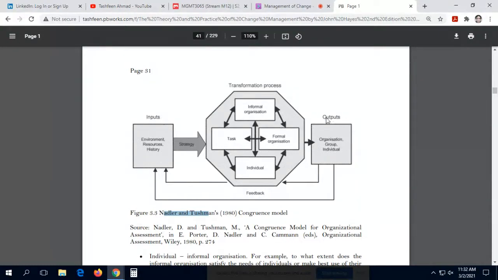So again, look at this input, output on the other hand, and in between is the transformation process. So within input they have environment, resources, history, but don't just think that these are the only three things which are their input. As we discussed a little while ago, there are all those different types of inputs. And then these guys are including strategy. What is your strategy in terms of tasks, in terms of informal organization, formal organization, individual? Individual, you would understand. Tasks, you would understand.